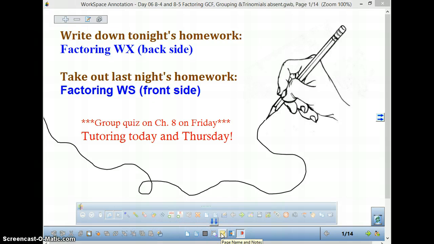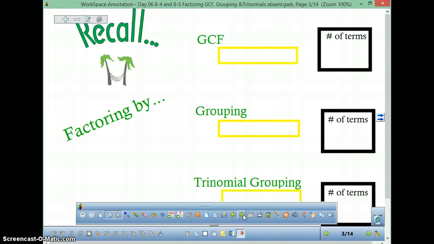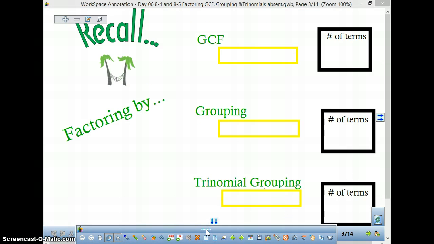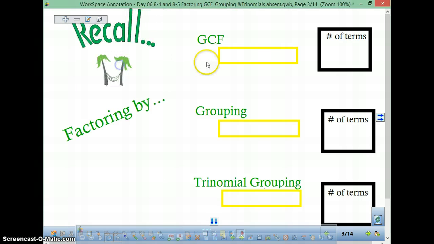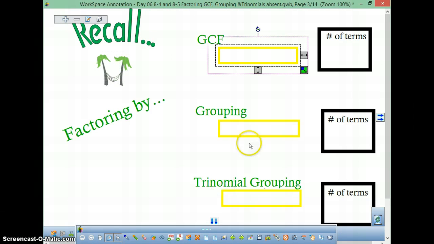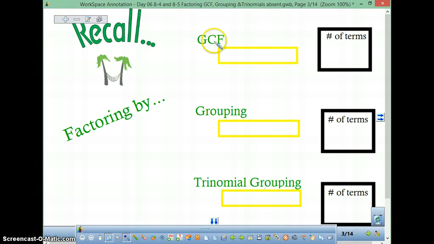Today we are going to practice a couple of things. First, it all relates to factoring. First, I just want to go over how to factor by GCF, by grouping, and by trinomial grouping. So, let's start here. Let's start by remembering GCF.